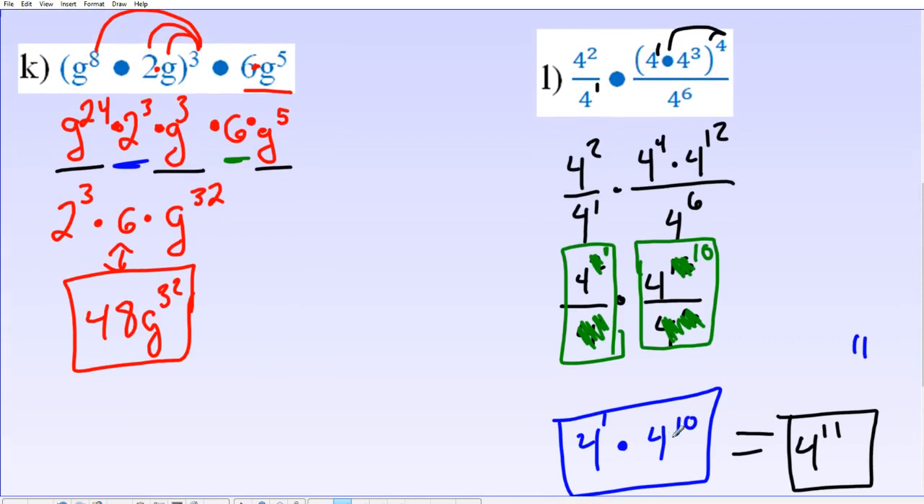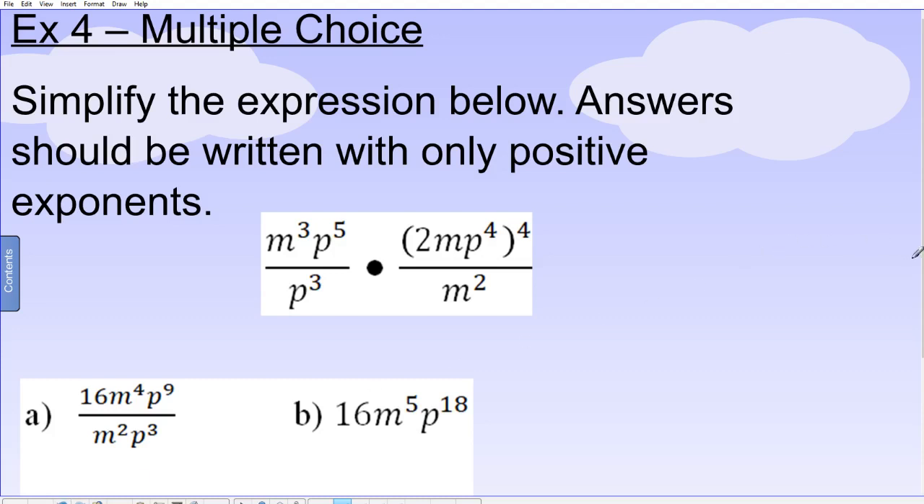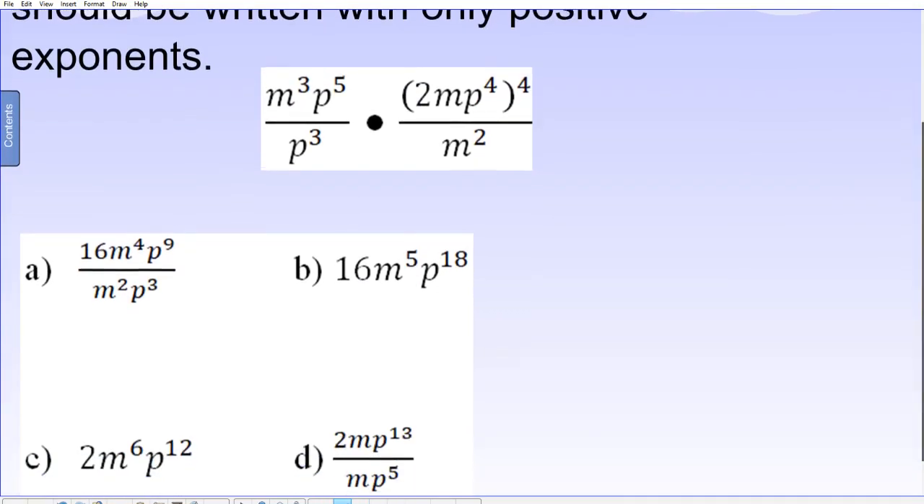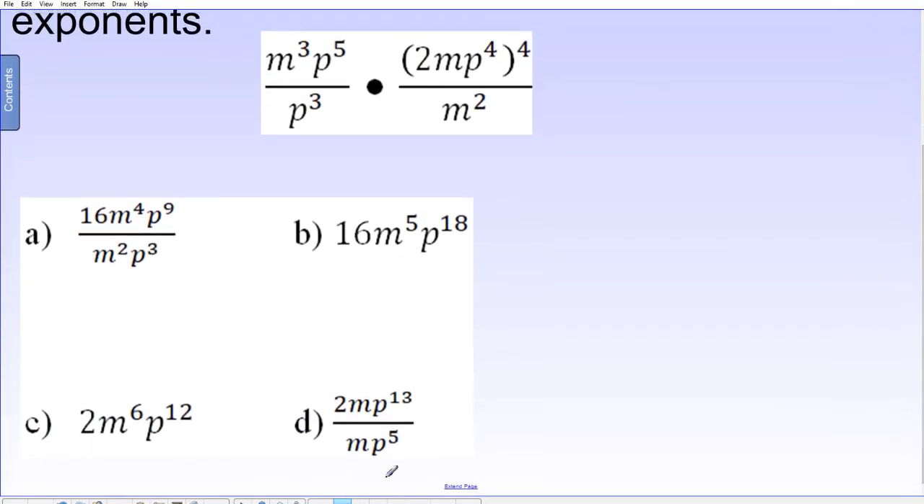All right, so let's move on to the last problem for this video. It's a multiple choice. This is example 4. It's probably the last thing on the back of the first page of the notes. It says, we want to simplify the expression below. Answers should be written with only positive exponents. So we want to simplify this, and it's going to simplify down to one of these 4.